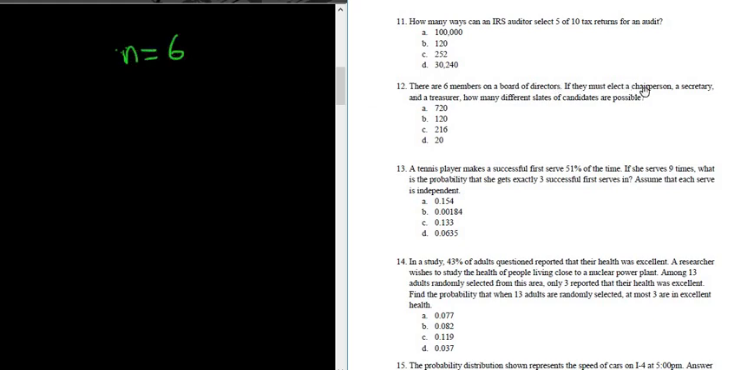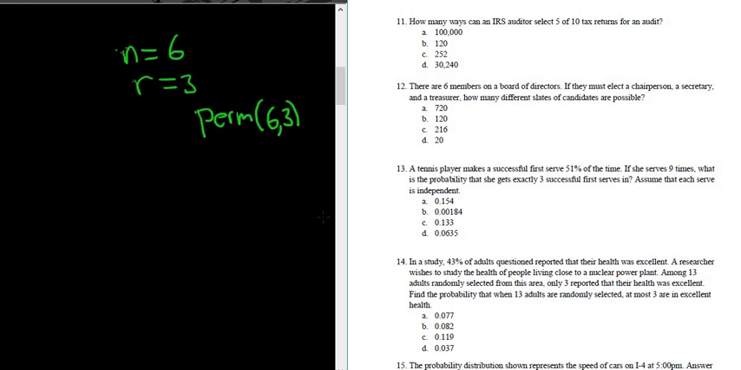And looks like we want to select a chairperson, a secretary, and a treasurer. So we have different positions. So the order matters, so this is a permutations problem. We have 3 different positions, so R is equal to 3. So in StatCrunch, the command would be perm. And it's always the bigger number first, so 6, comma, 3, right? The order matters because the positions are different.